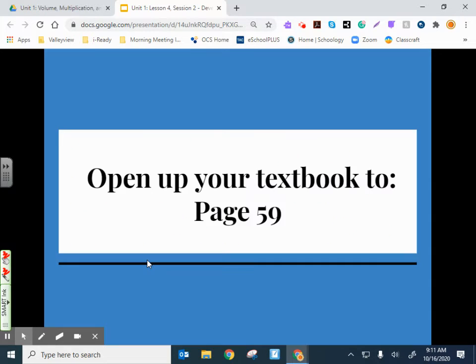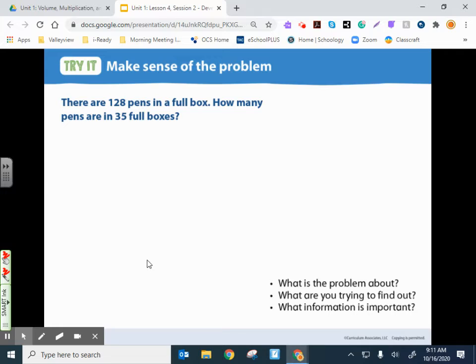All right. If you could open up to page 59 in your textbook, you're going to see a picture of some pens. And we're not going to solve this. We're just going to talk about what these word problems are asking for. Like, let's think about this logically. So there are 128 pens in a full box of pens. How many pens are in 35 full boxes?